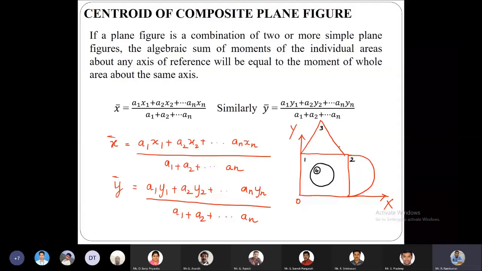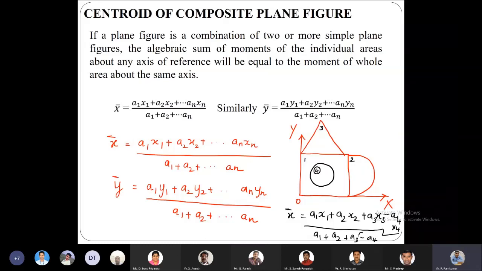So for this we have X bar is equal to A1 X1 plus A2 X2 plus A3 X3 minus A4 X4, divided by A1 plus A2 plus A3 minus A4. So here you can see that we are removing that area because there we have a cavity.